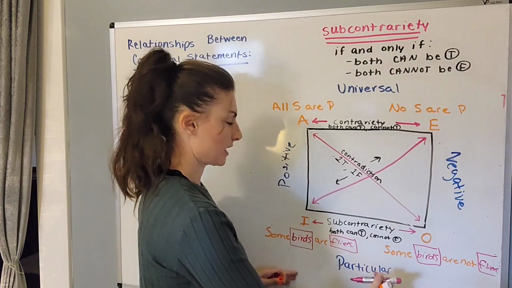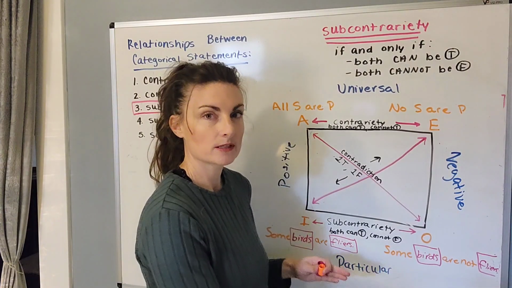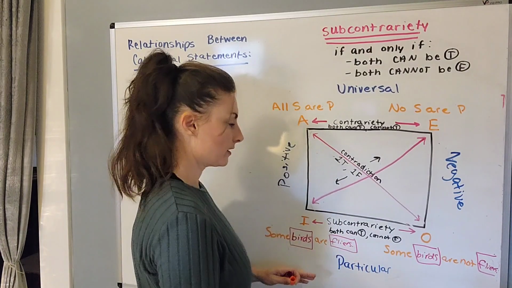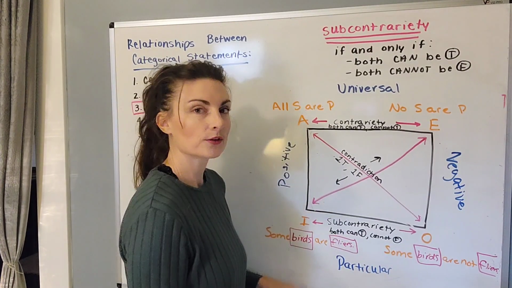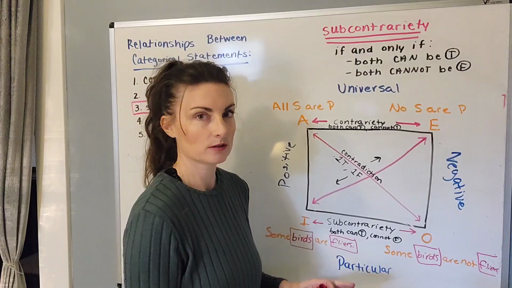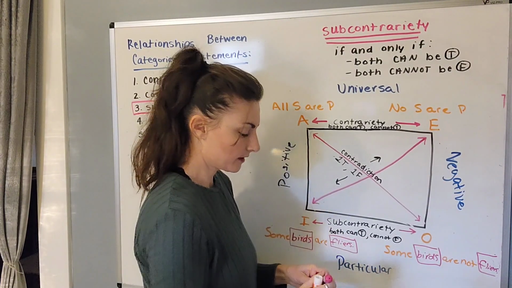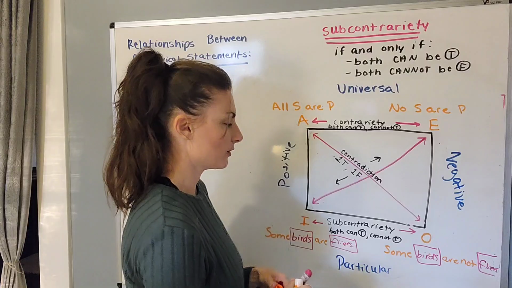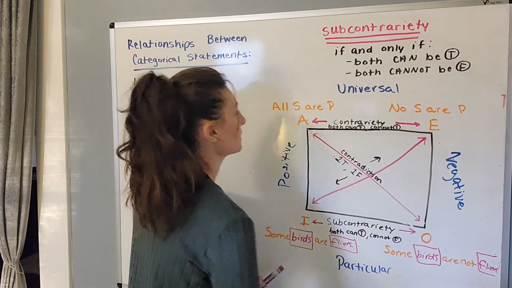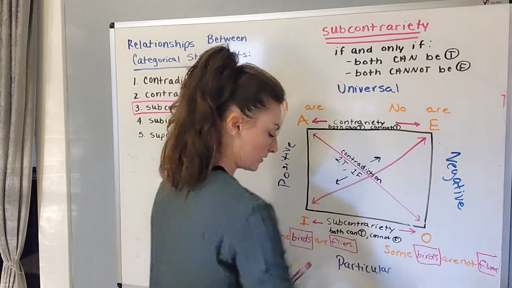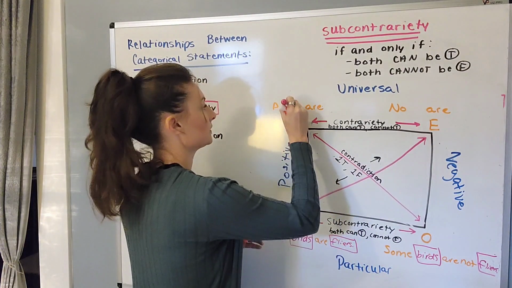So very clearly, both of these statements can be true at the same time. However, let's test whether or not they can both be false. They can both be true, but for the sake of our test, we're going to show that they cannot both be false. But first, I'm going to change all of these to match our subject and predicate class.